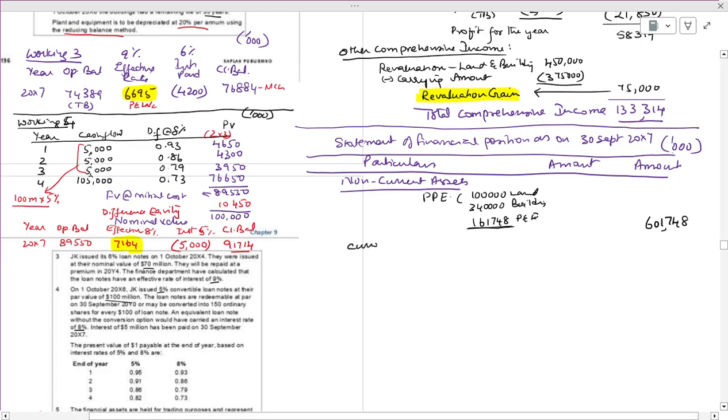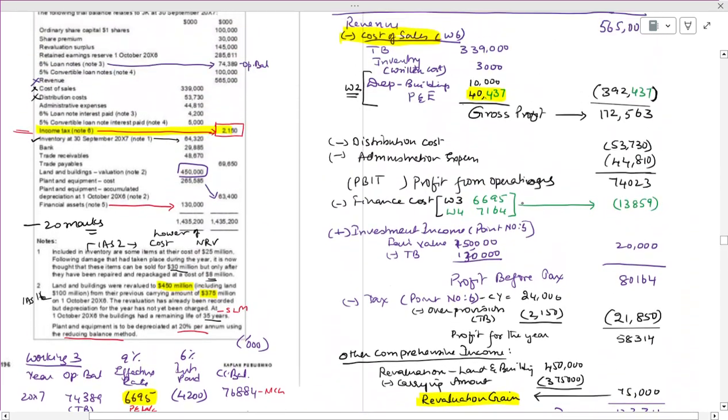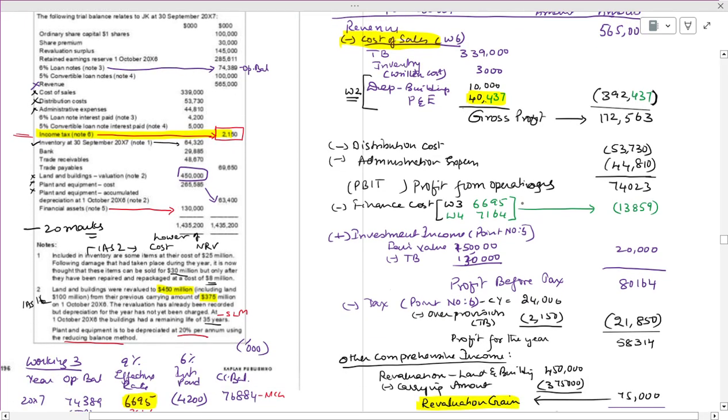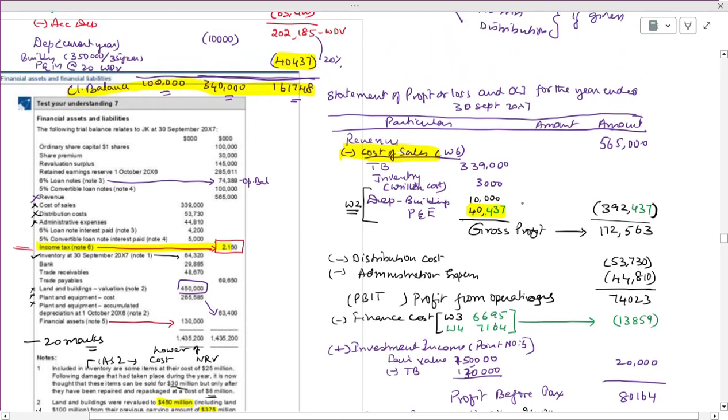Current assets. Okay, just put the cross. Administration is over. Is it right? Land and buildings is over. Plant is over. This is over. Okay, next. Current assets. What are the current assets you have? Inventory. Is it right? How much is the inventory?